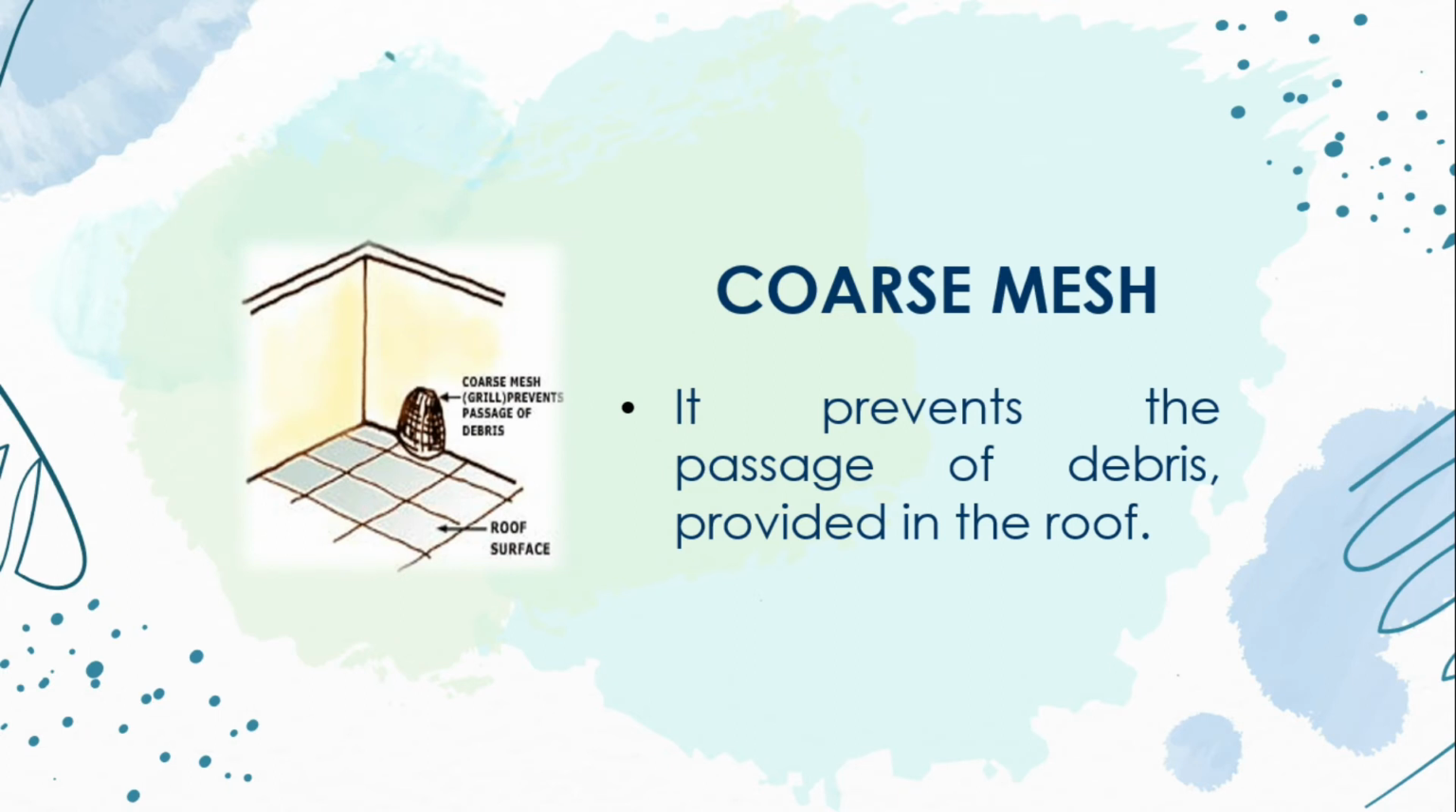The next one is the coarse mesh. It prevents the passage of debris provided in the roof. Mga debris na to maaaring yung mga dahon na lumilipad sa bubungan natin, mga malalaking tipak or buhangin, ganun, para hindi mapunta mismo sa susunod na passageway which is yung gutter.